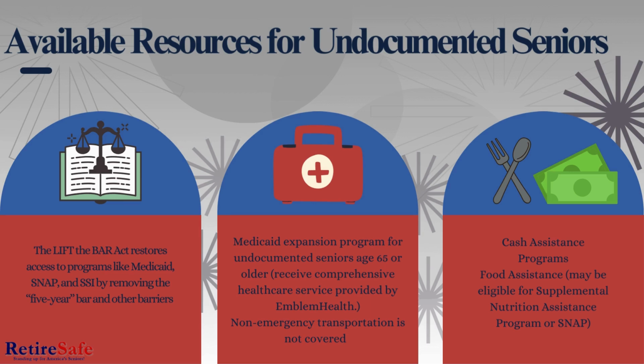Last but not least, in terms of food and financial assistance, there are cash assistance programs. One example is the Cash Assistance Program for Immigrants of the state of California, or they call it CAPI. It is a California program that provides cash assistance to low-income seniors and persons with disabilities who are not eligible for federal SSI due to their immigration status. Furthermore, undocumented seniors may also be eligible for the Supplemental Nutrition Assistance Program, or SNAP.